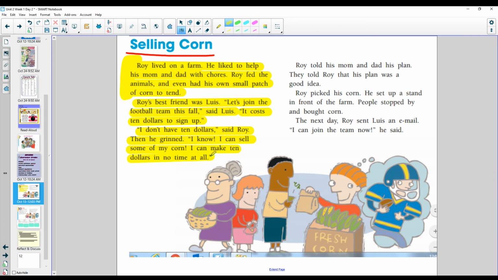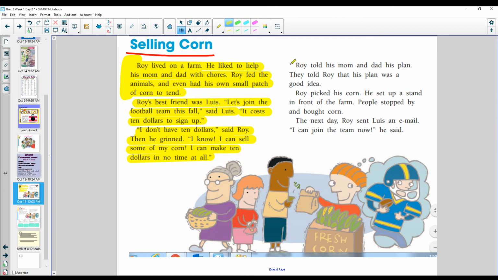Hmm, what does this tell you about Roy? He doesn't go and ask his parents for money. He is hardworking. He wants to make his own money. He's clever. He comes up with a plan to get his own money. I also could say a character trait is that his friend Louis and he are athletic because they want to join a football team. That's something about his character traits. Let's go on to the next paragraph.